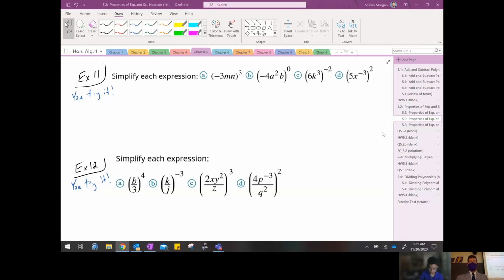Here we go. Example 11, part A. Luke, I'll hit you up first, son. What do you got? I got -9, m cubed, n cubed. All right, very close. I like m cubed and n cubed. What's -3 times -3 times -3? Oh, that was my bad. That's -27, because we have an odd number of negatives.